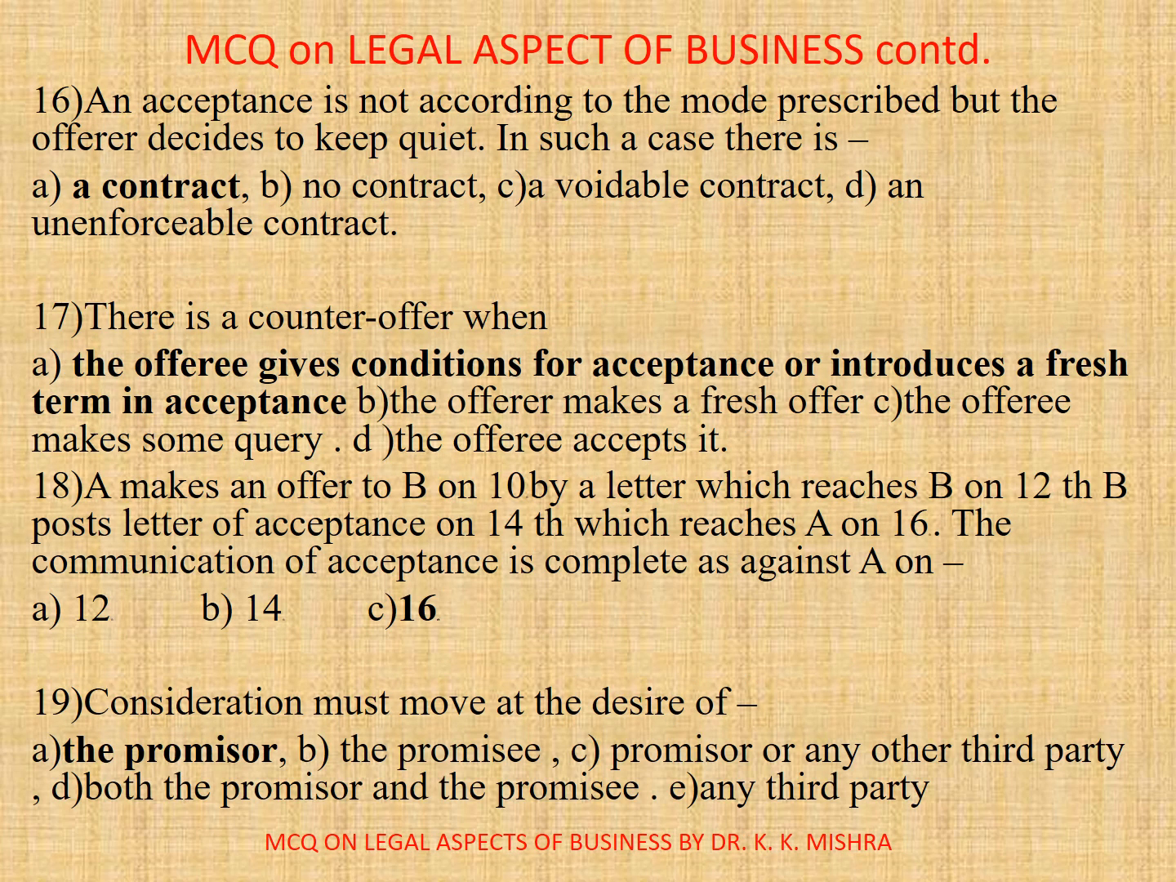Now, question number 16. An acceptance is not according to the mode prescribed, but the offerer decides to keep quiet. In such a case, there is, options are A, a contract. B, no contract. C, a voidable contract. D, an enforceable contract. Correct option is A, a contract.